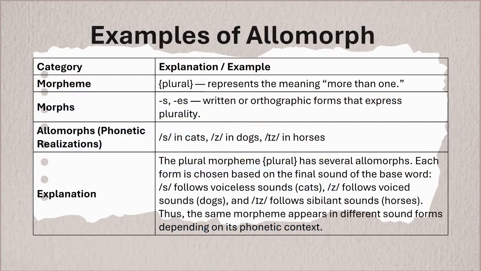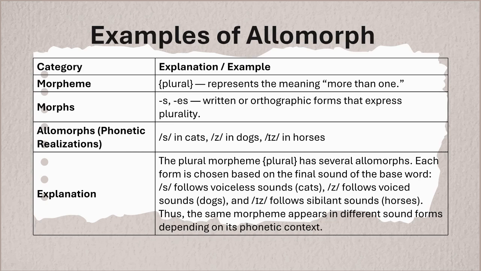Here, our morpheme is plural, which carries the meaning more than one. This same morpheme can appear in different forms when realized in speech or writing. The morphs, that is, the written forms, are s and es. Both express plurality, but they're realized differently in pronunciation depending on the word. When we pronounce them, these plural endings appear in different sound forms, called allomorphs. For instance, we say /s/ in cats, /z/ in dogs, and /ɪz/ in horses. All three of these are allomorphs of the same plural morpheme.